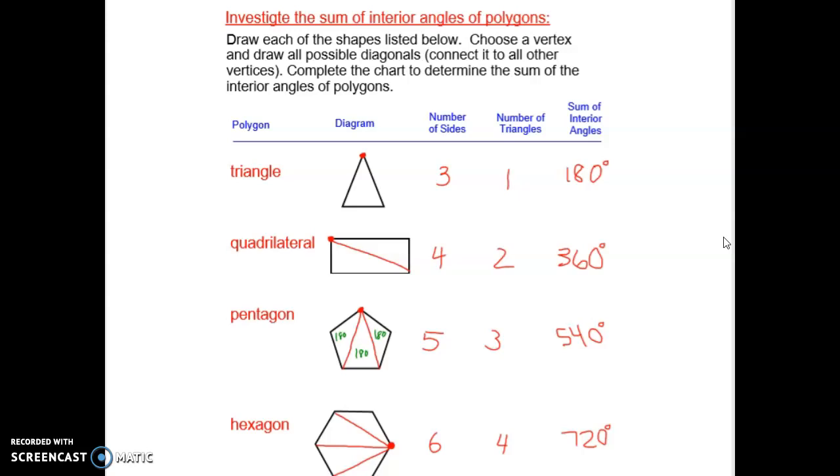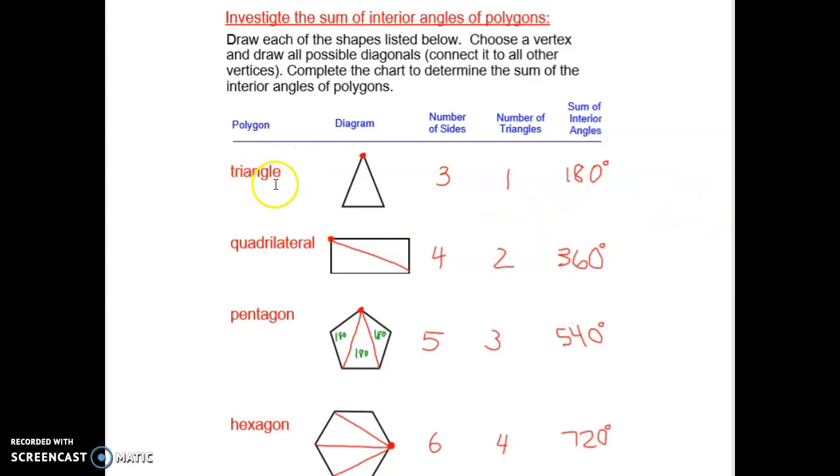We're going to pick a vertex and, using that one vertex, draw lines connecting it to all of the other vertices within our polygon. And we're going to use this to help us determine the sum of the interior angles within our polygon.